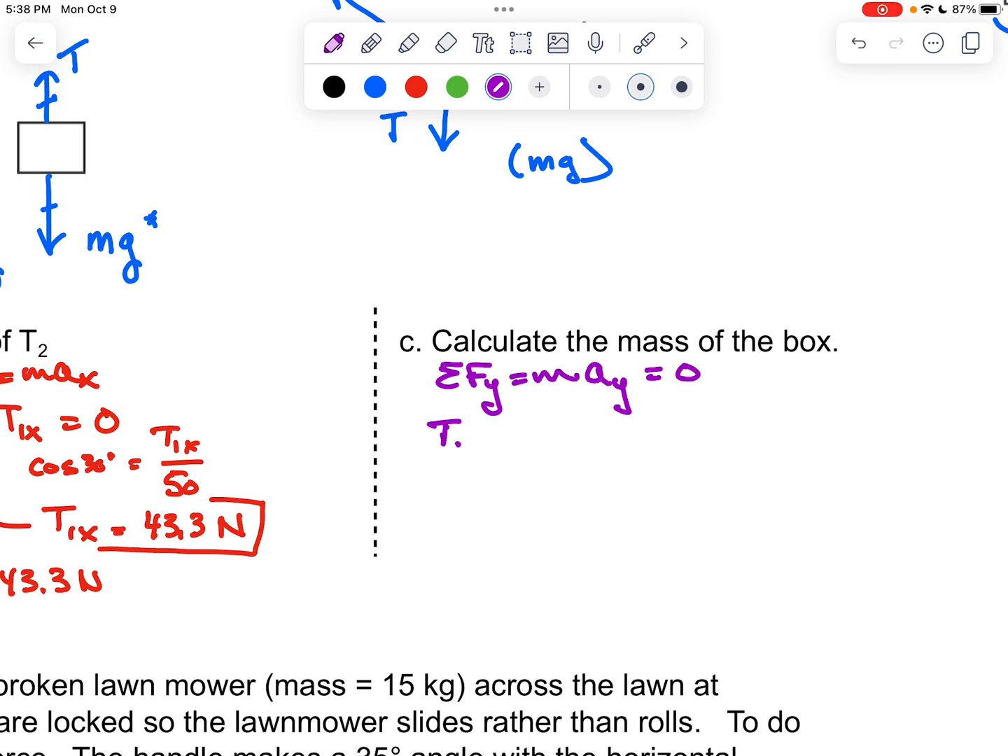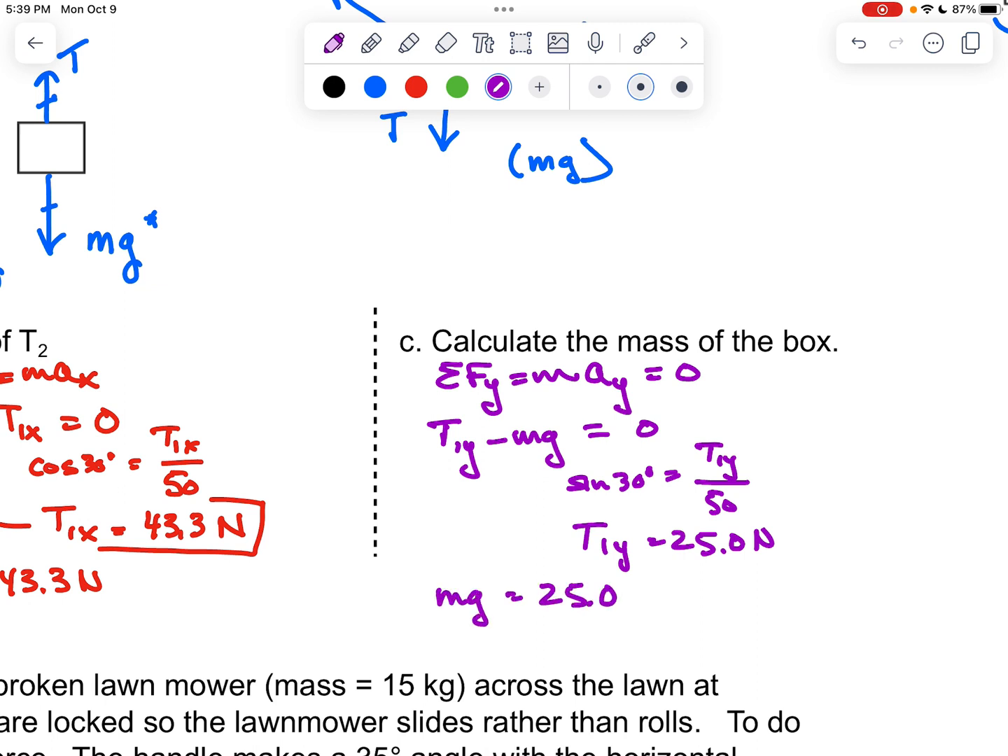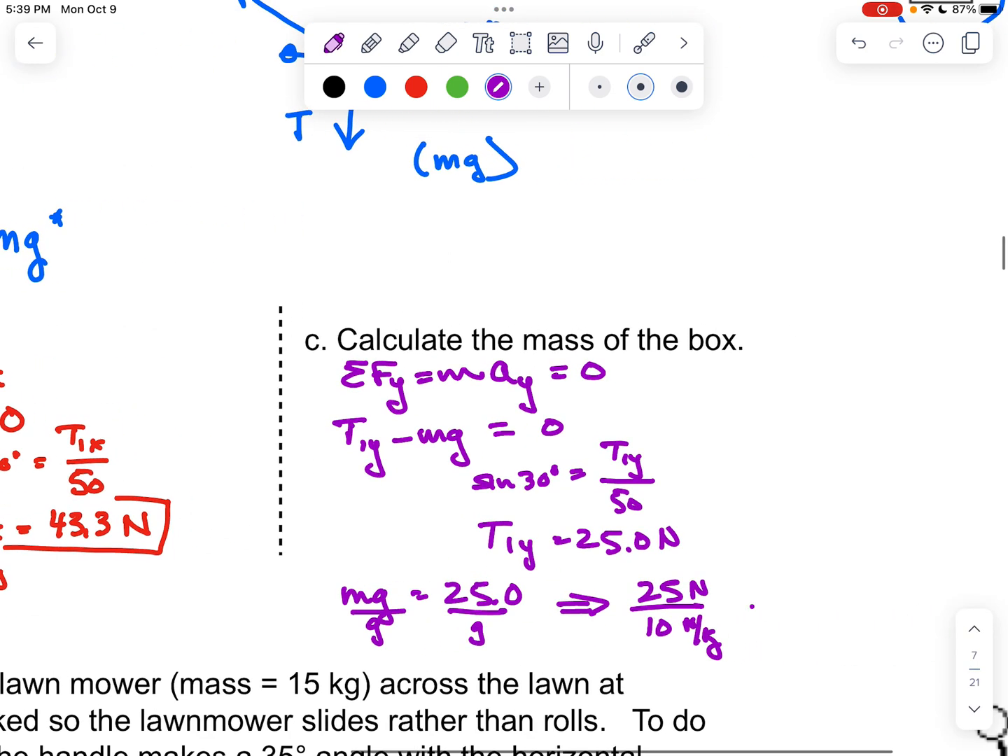So we're going to get T1y minus mg is equal to 0. And again, doing our little trig, we're going to have the sine of 30 degrees is equal to T1y over 50. So T1y is equal to 25 newtons. So the weight of the box is equal to 25 newtons. And then we divide both sides by g. So m is equal to 25 newtons divided by 10 newtons per kilogram. And we can see that those units work out, and the mass of the box is 2.5 kilograms. All right, so that was the hanging box problem.